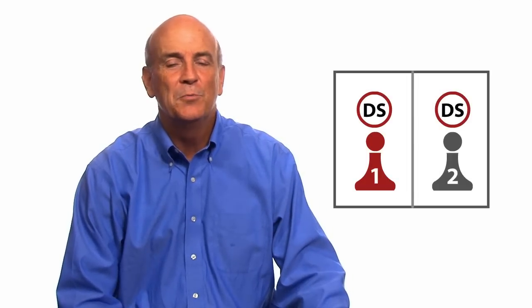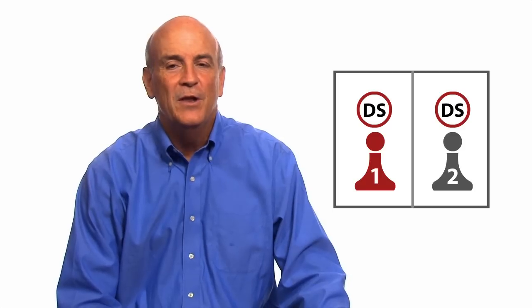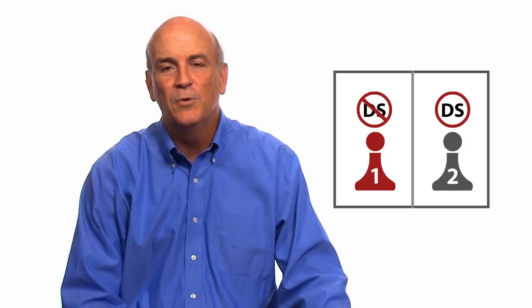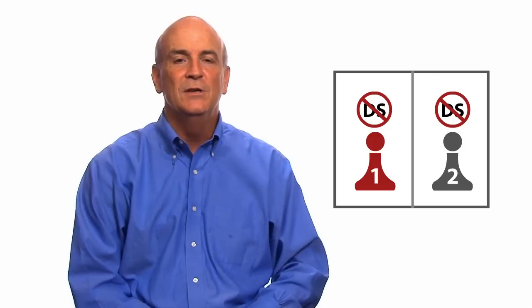So we've discussed how to make predictions in games where both players have dominant strategies, as we saw in the Prisoner's Dilemma. Now we want to think about how to predict the outcome in games where one or even both players do not have a dominant strategy. And the way we're going to do this is to use a concept called Nash Equilibrium.